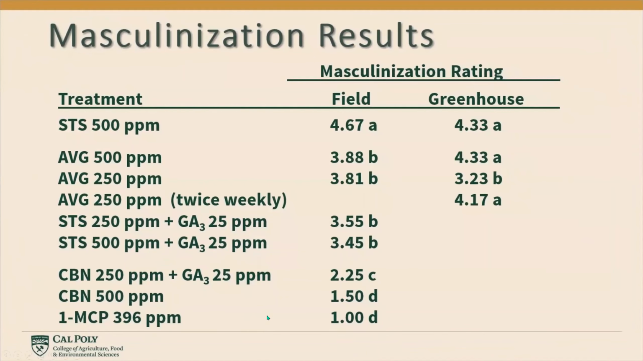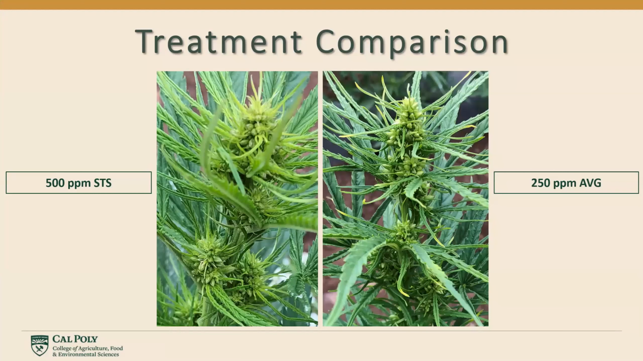Now, here's a visual comparison of the plants treated with a full rate of STS on the left and a plant treated with a half rate of AVG on the right. As you can see, very similar masculinization with all male flowers on both of the clusters. It is important to note that the plant on the right was a standout for the AVG treated plants. Some plants look like this, but most of them had damage due to phytotoxicity.